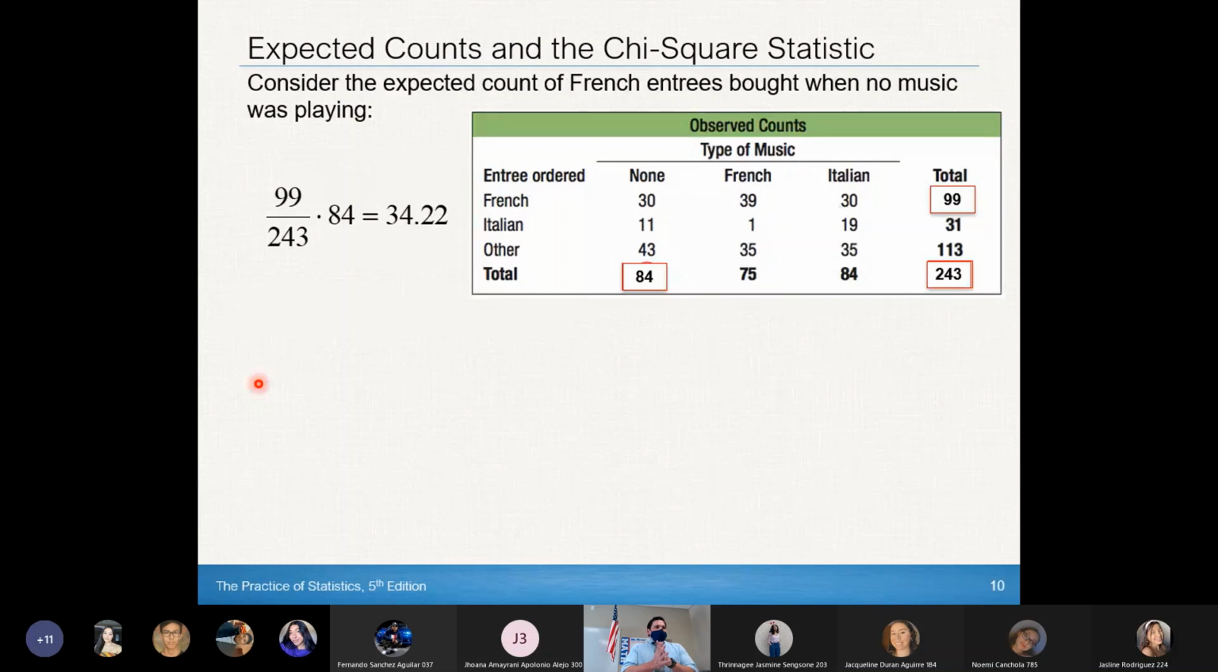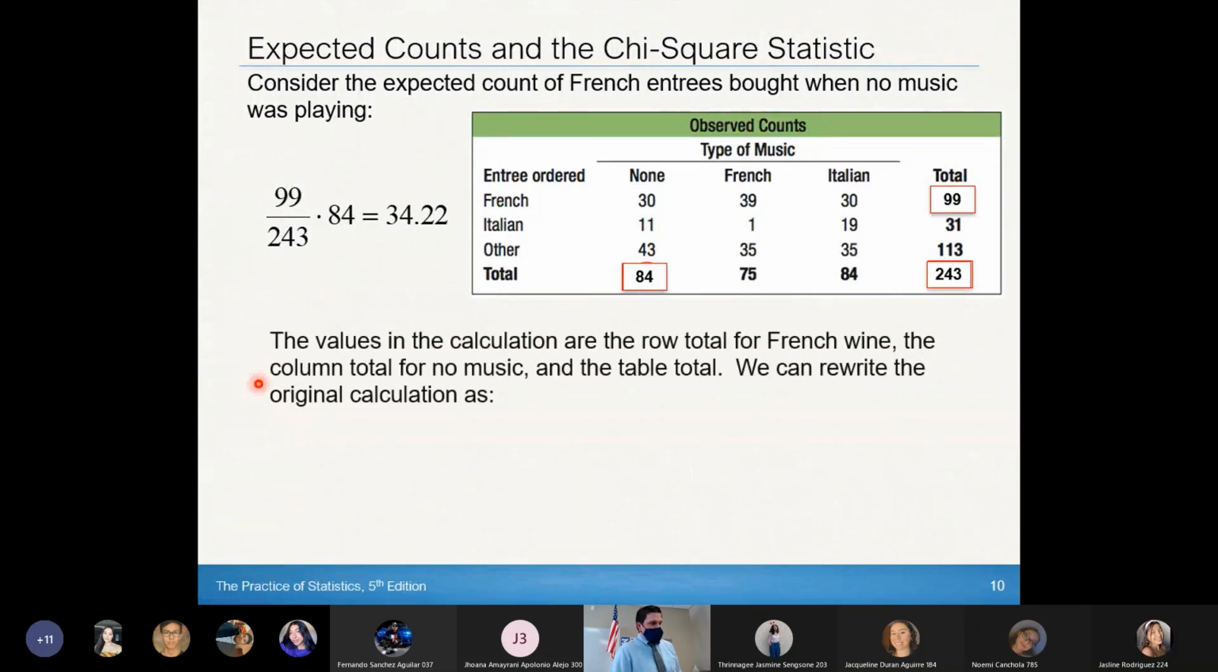All right, so consider the expected count of French entrees bought when no music was playing. The expected number would be 34.22. This is found by taking the total number of French entrees divided by the whole table total, times the sample size for no music playing, essentially. Now, that explanation doesn't really help, so we'll get a little more here.